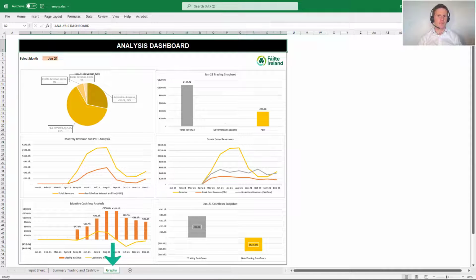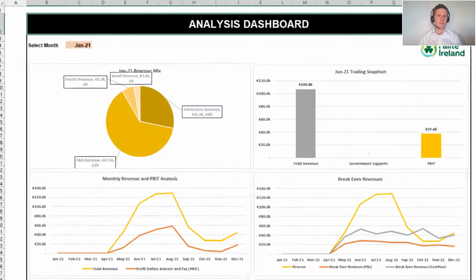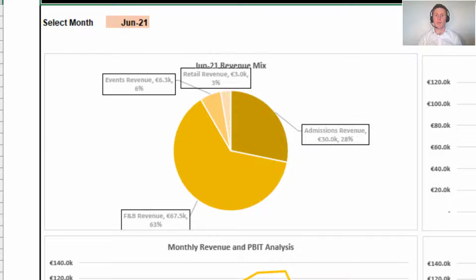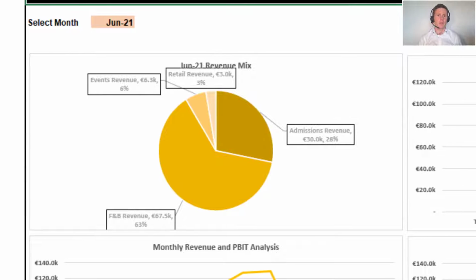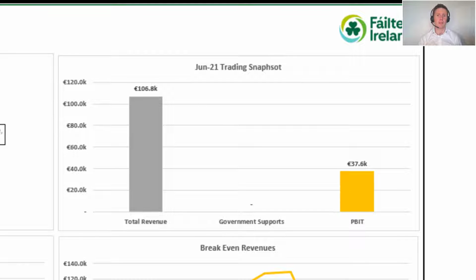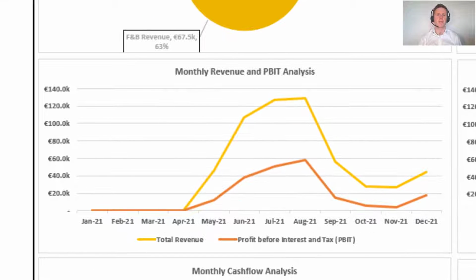The graphical dashboard represents a visual interpretation of the tabular output provided on the previous sheet. Where monthly analysis is provided, the month can be edited here. The following graphs are provided. Revenue mix, illustrating the breakdown of revenues by source for any month. Monthly trading snapshot, illustrating revenues and profits by month. Revenue and profit trends, illustrating the revenues and profits generated each month. This graph should help in understanding the seasonal nature of your business.